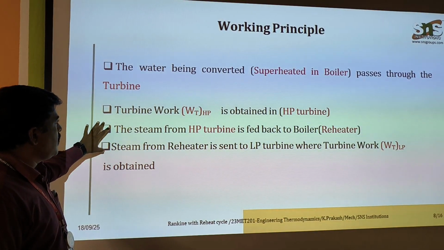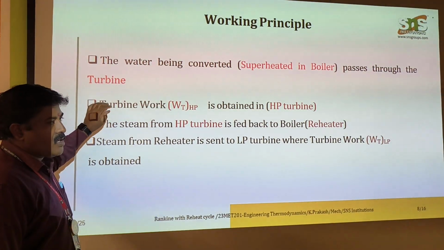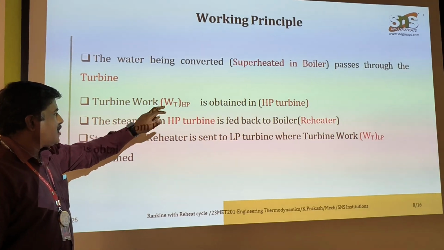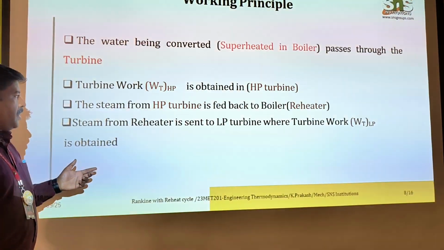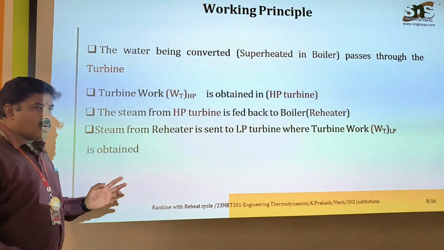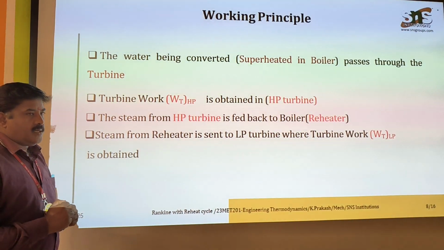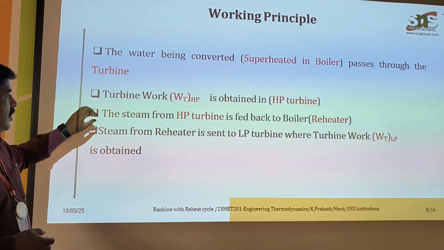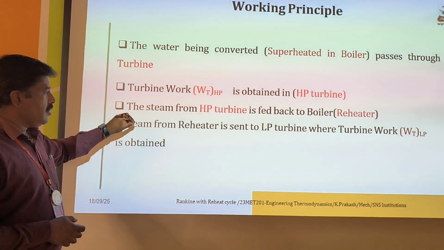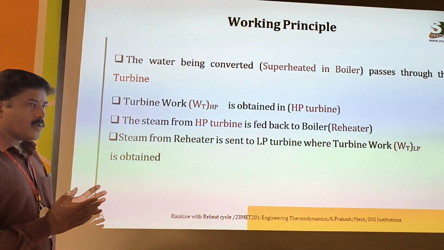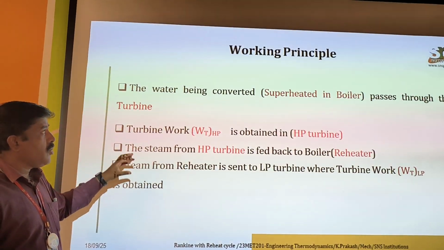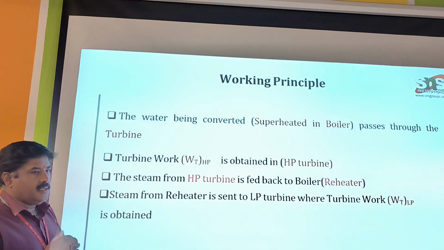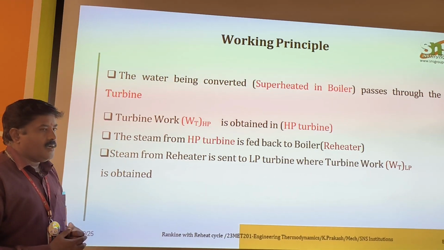The working principle is that the water is converted into superheated steam. The turbine work is obtained in the high pressure turbine and also in the low pressure turbine, so work is extracted in two places. This plays an important role in the expansion of the steam, and the work is improved so that thermal efficiency is increased. This is the working principle. With this, we will conclude this lecture. We will discuss the reheat cycle further in the next lecture. Thank you.